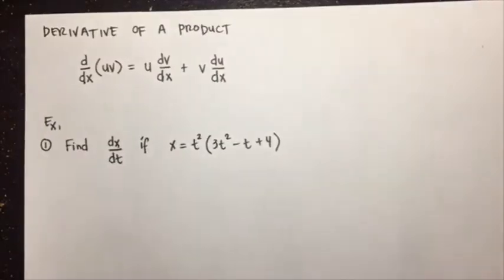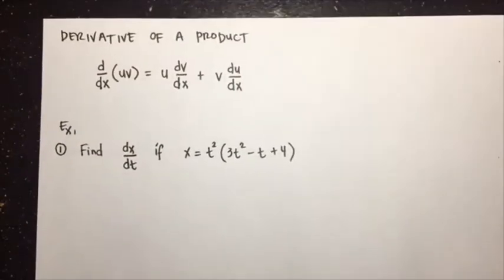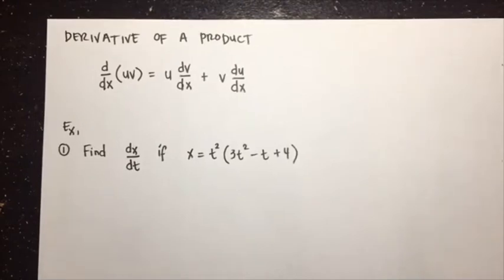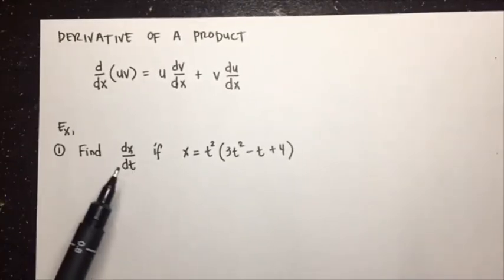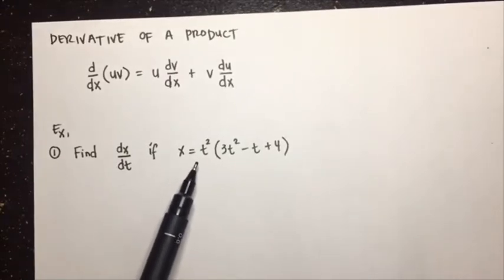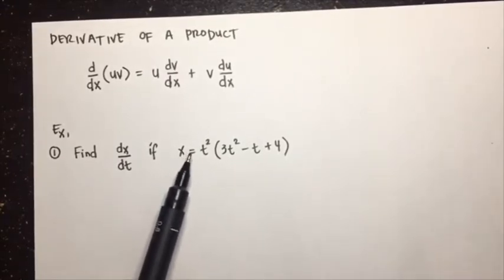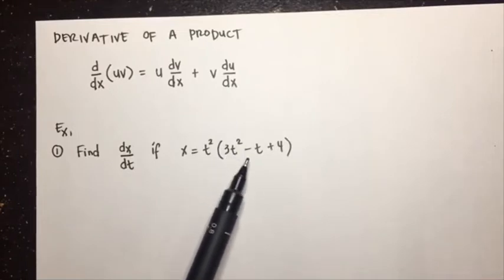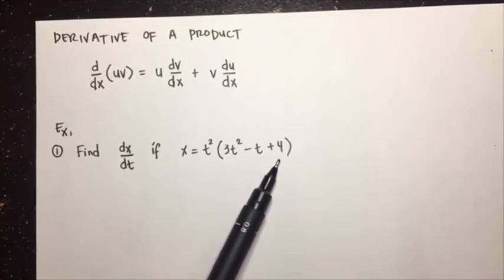Okay, so let's apply that on some examples. Find dx over dt, so that is the derivative of x with respect to t, if we are given that x is equal to t squared times 3t squared minus t plus 4.